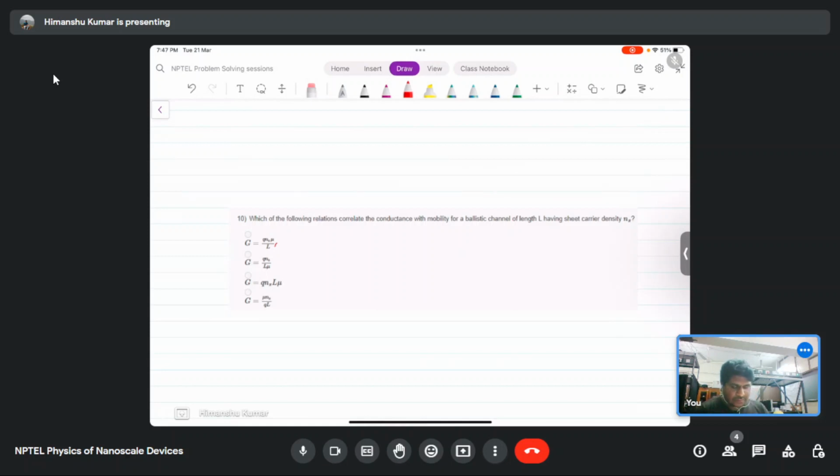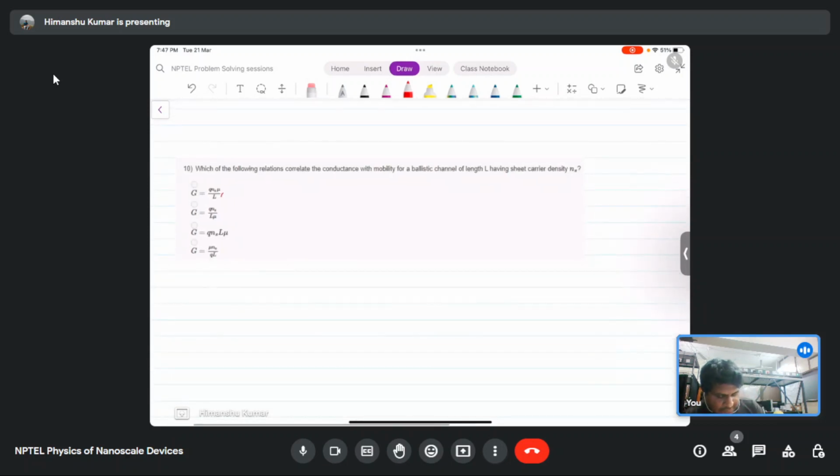If we move to the next problem: which of the following relations correlates the conductance with the mobility for a ballistic channel of length L and having carrier density n_s? As we have derived in the class, in the 2D ballistic channel of length L, this mobility is not independent of length.